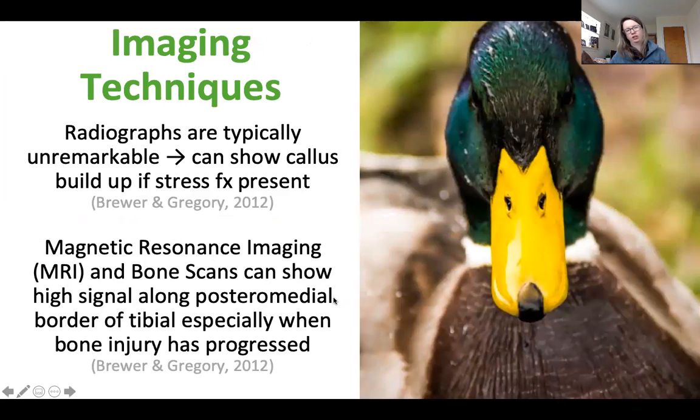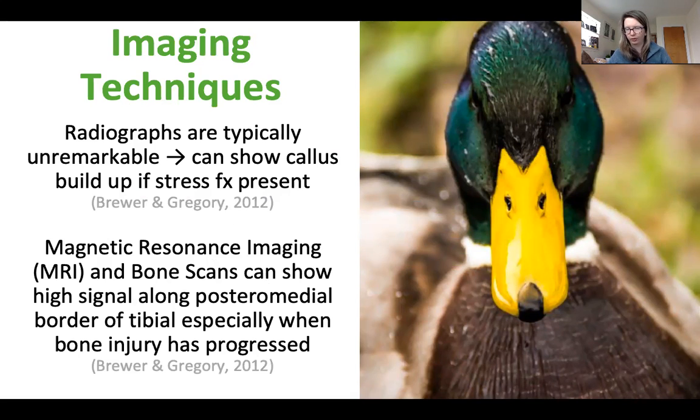So, imaging techniques. When a patient has MTSS, we really don't need to get imaging unless they have pain that's less than 5 centimeters on the posterior medial border of the tibia. X-rays will generally be unremarkable unless there has been a stress fracture. A bony callus will be apparent on the X-ray, and that's after some healing has occurred. MRI and bone scans can show high signal along that border, but only when injury has progressed.